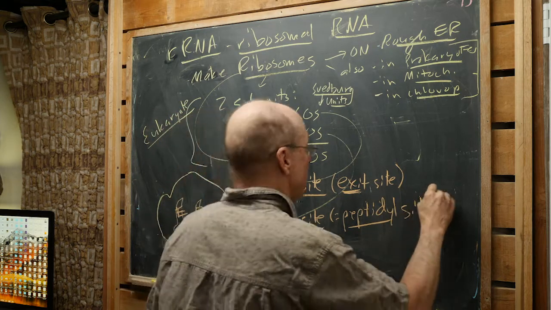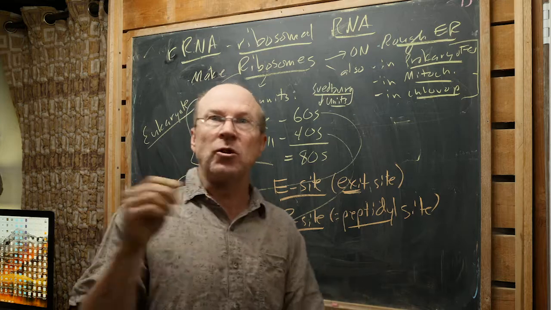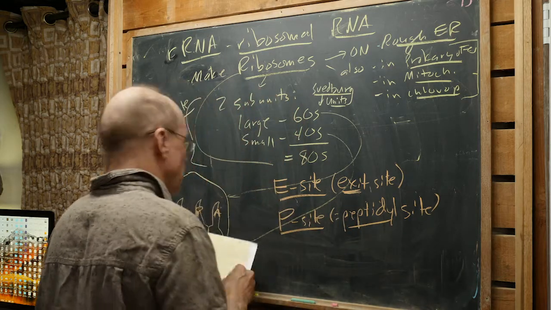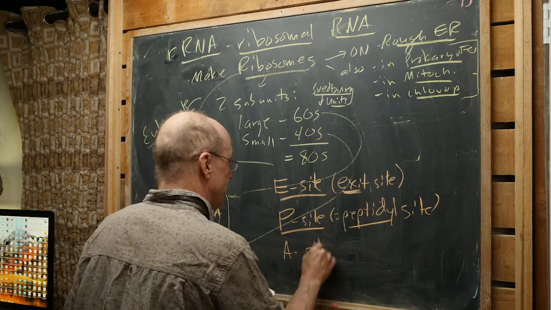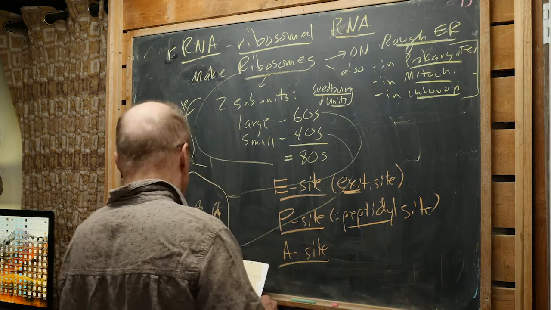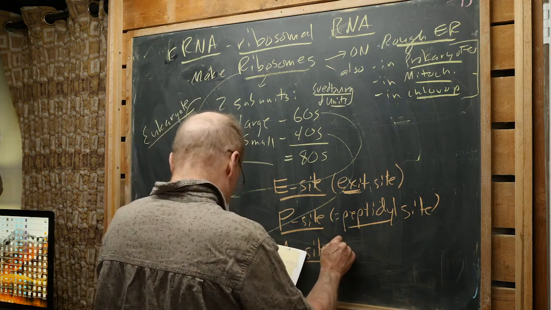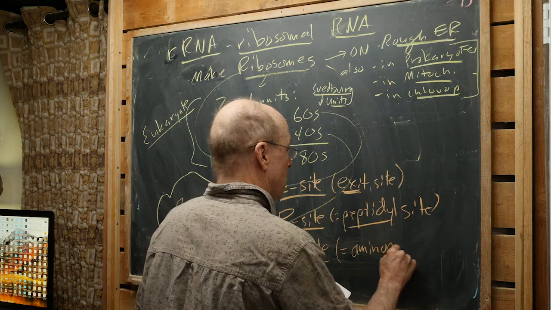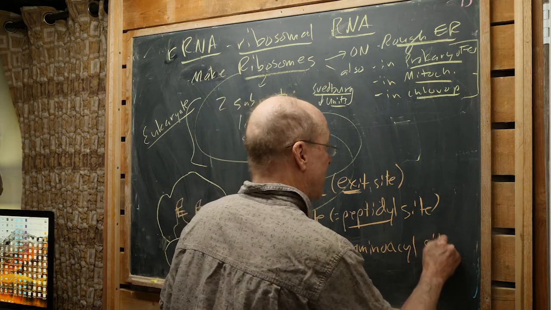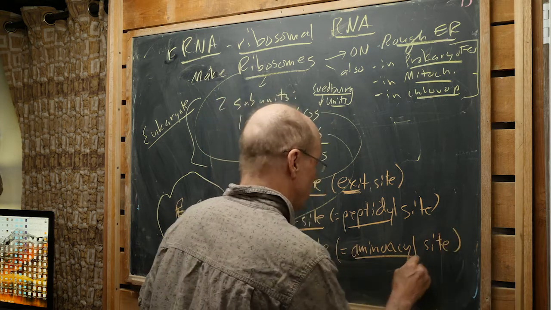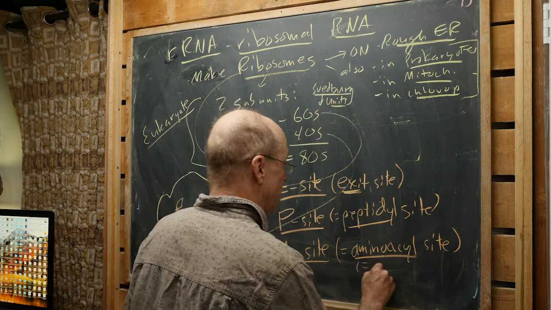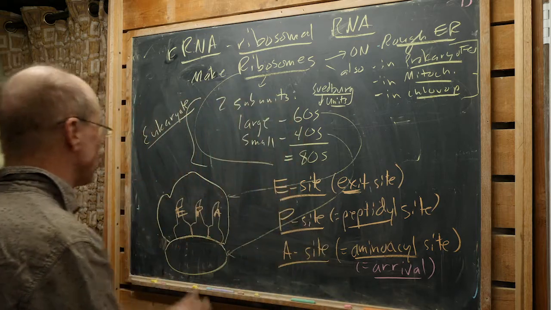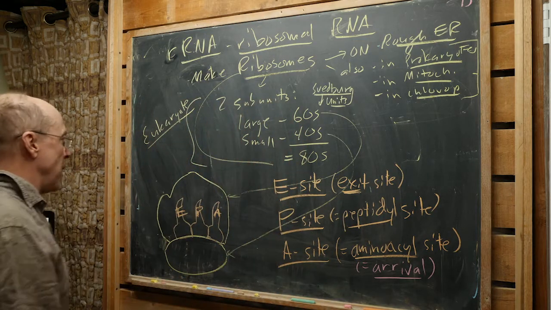That should ring a bell. Remember polypeptide, remember proteins, chains of proteins, polypeptides. So the peptidal site. And then we have the A site, which is our last site, which is called, for lack of a better term, the aminoacyl site. But I like to take advantage of the letter, and for me it means arrival. So those are our sites, and these are our ribosomes.